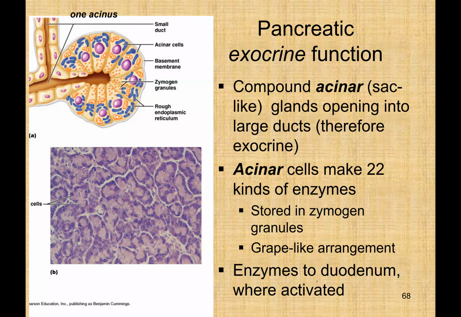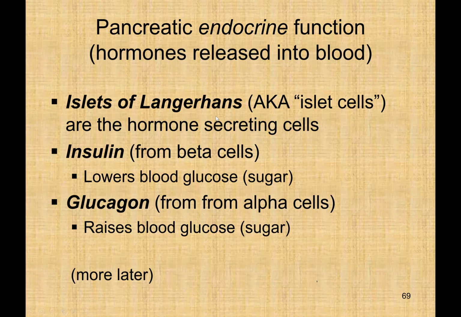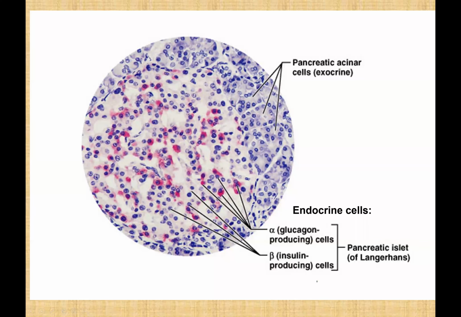So I've already spoken about the acinal cells, which are exocrine, and they make 22 kinds of enzymes which are stored as zymogens in the granules. And then the islet of Langerhans, we have the insulin from the beta cells, and the glucagon from the alpha cells. So when you look at the pancreas, eventually you should be looking at something like this, which are more of the acinal cells, which are more than the islet of Langerhans.